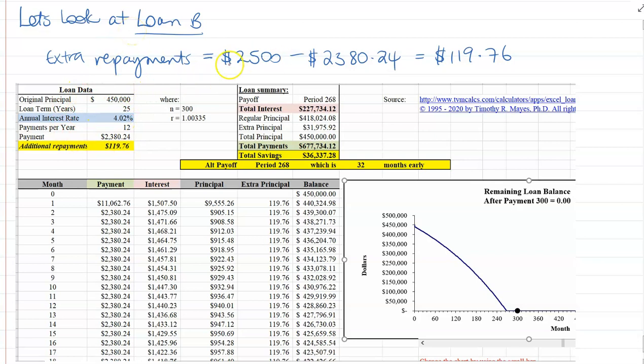On top of that, I've then worked out the fact that he can afford $2,500, and if I subtract his minimum monthly repayment, that means he's making extra monthly repayments of $119.76. So if I put that into the additional repayments section, you'll see that considering all of those loan details now, he would make a total savings of $36,337.28, and he would also pay the loan off 32 months early.